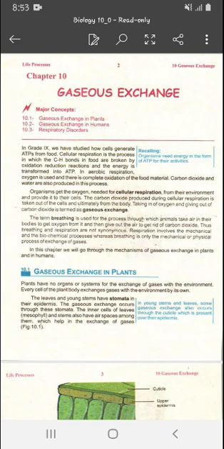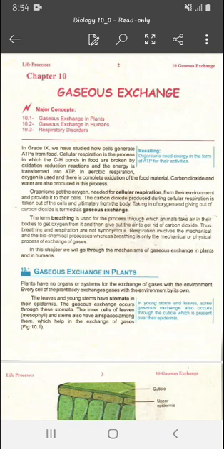Cellular respiration is of 2 types, aerobic respiration and anaerobic respiration. In anaerobic respiration, there is no need of oxygen, while in aerobic respiration there is a need of oxygen from the environment for the complete oxidation of the food material, and carbon dioxide and water are produced in this process.